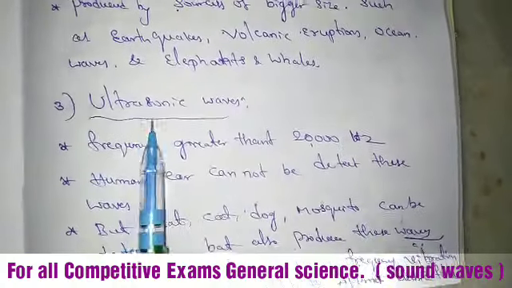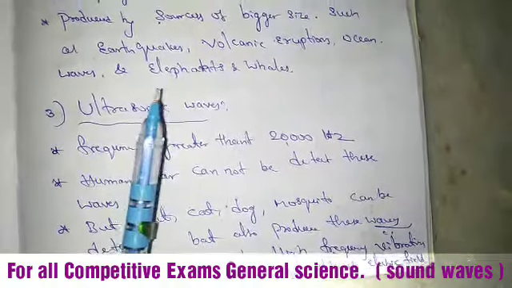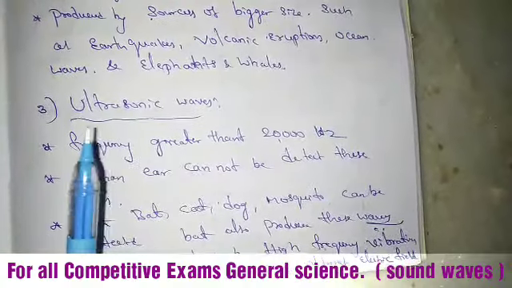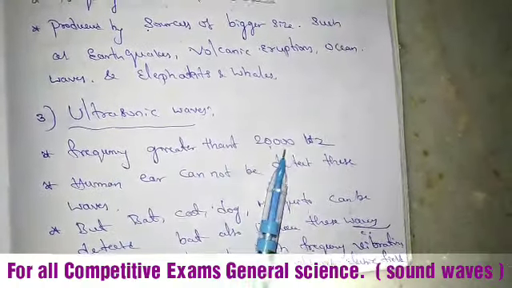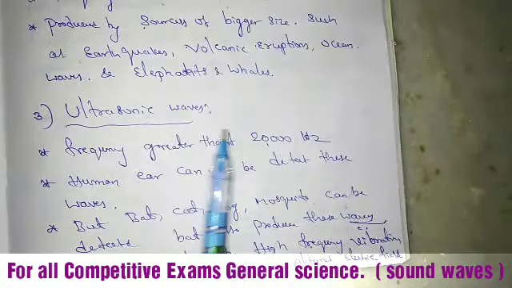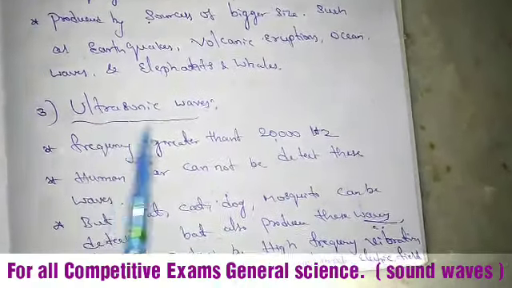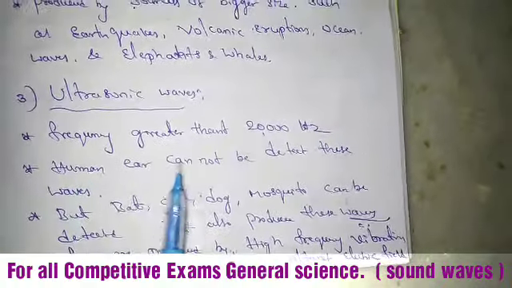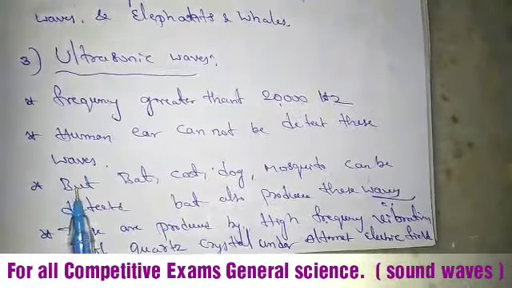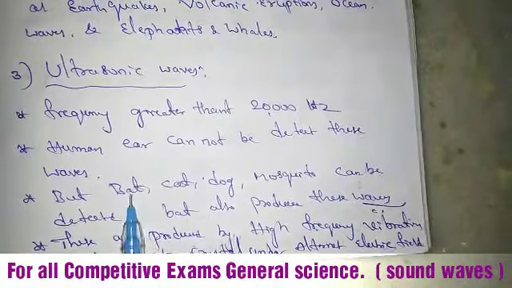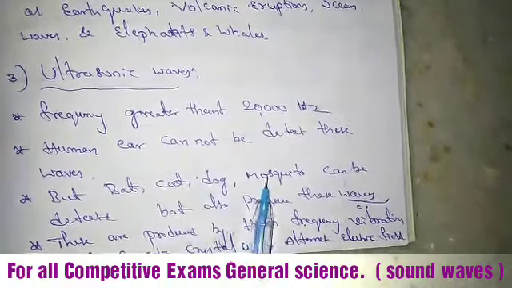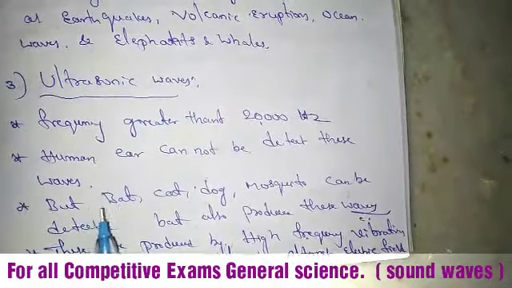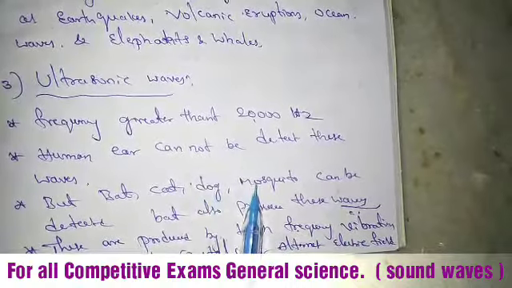The next one is ultrasonic waves. The most important thing is that most of the questions come from this concept. What are ultrasonic waves? Waves with a frequency greater than 20,000 Hertz are called ultrasonic waves, and the human ear cannot detect these waves. But bats, cats, dogs and mosquitoes can detect these ultrasonic waves.